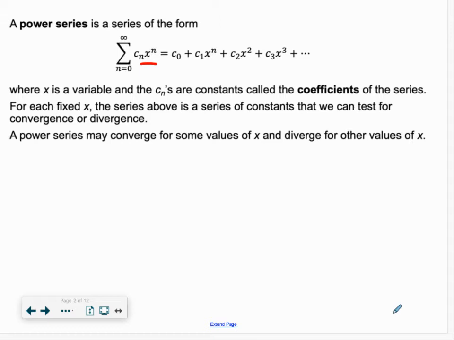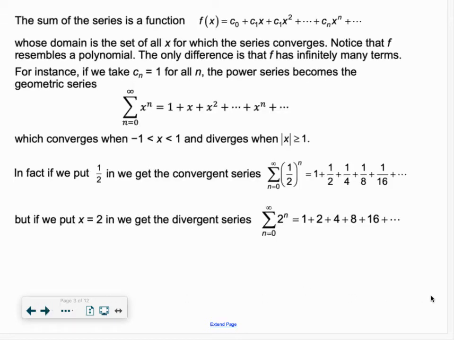So x is a variable. The c sub n's, those are constants. Those end up being the coefficients of the series when you plug in all the different values of n. And just so you know, they don't have to look exactly like this. We can actually have the coefficient times x minus a constant and still have it be called a power series, which we'll learn on the next slide.